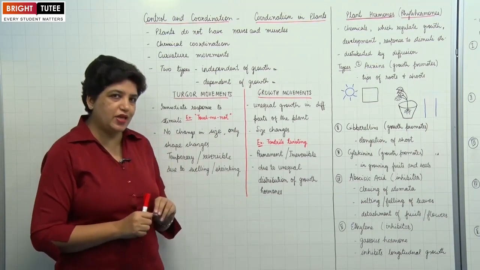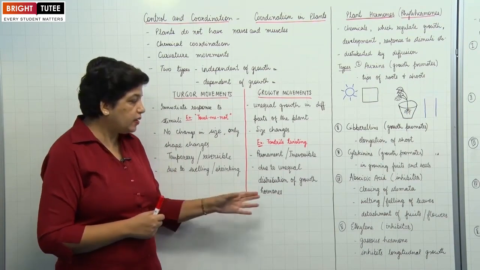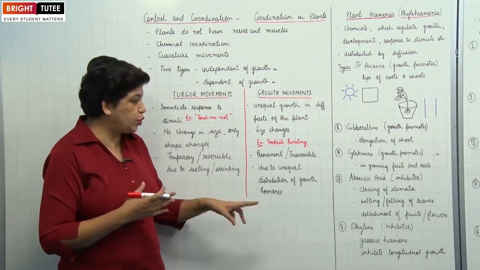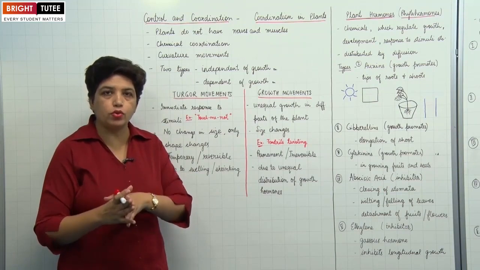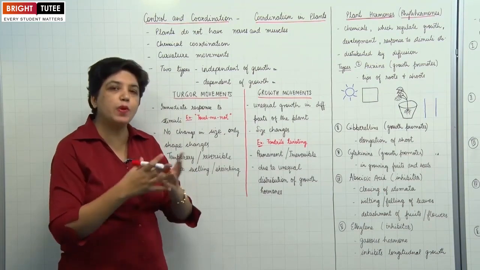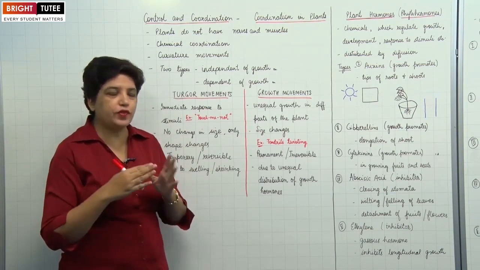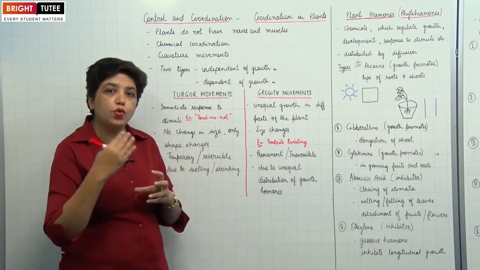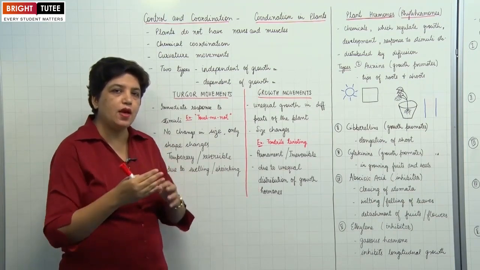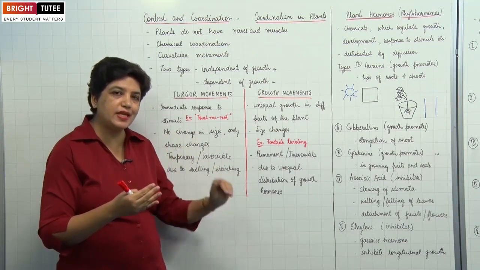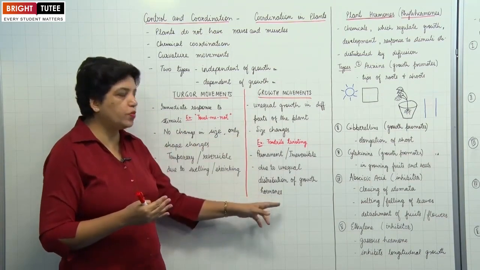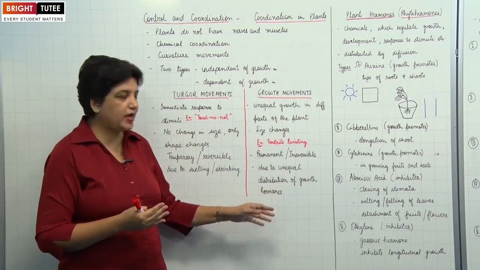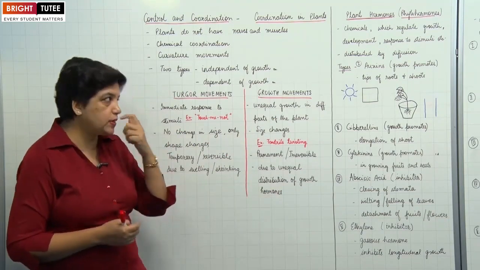These changes or these movements are due to unequal distribution of growth hormones. There are certain chemicals or hormones present in the plants which promote these. So, the portion of the plant which has more hormones will grow faster, while the portion of the plant which has less of these hormones will grow slower. So, these are hormone related growths. Alright, let us study about these hormones.